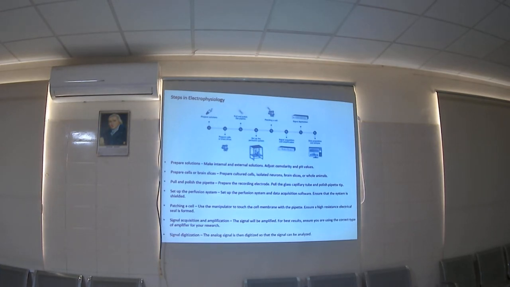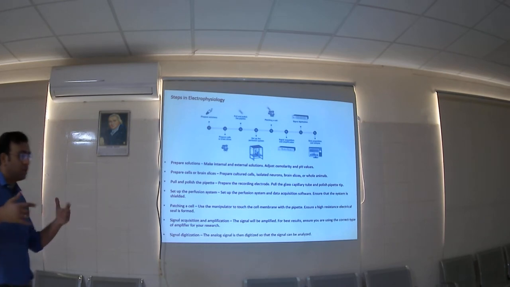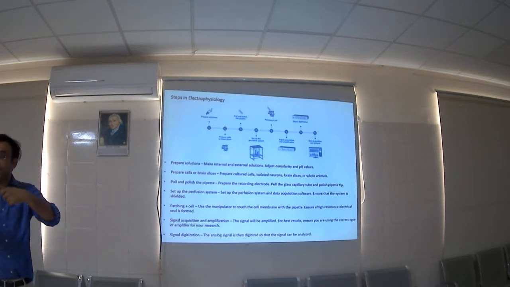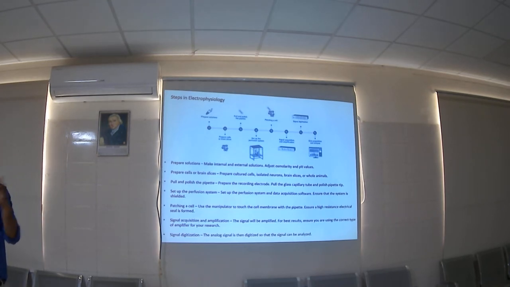So for patching a cell, we use a micromanipulator. If you want to patch a cell with the help of a needle, you have to micromanipulate. The cell is very small. For a human to reach the cell with a needle by hand, it's not easy. You can see with your eye, but just imagine a cell is patched. So you have to have a manipulator, called a micromanipulator, where you can move in micrometers, over a very, very small distance.